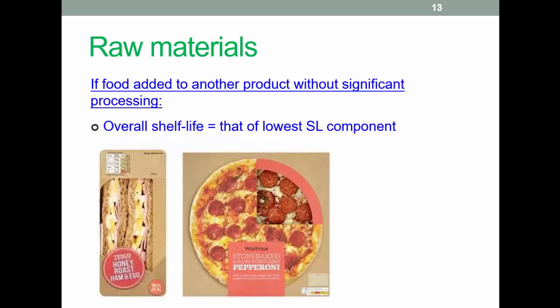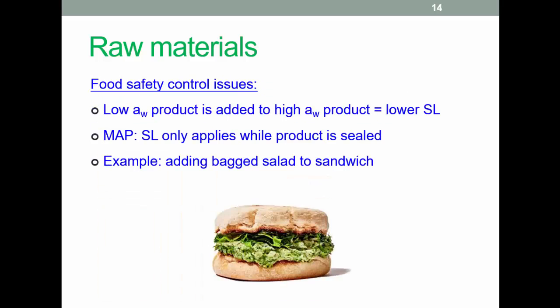Overall shelf life, as you might expect, is determined by the ingredient with the shortest shelf life. So here's a couple of examples, a sandwich and a pizza. What ingredients do you think are the most important here in shelf life terms? Obviously, I think the pizza needs cooking, so there are some issues there as well. Similarly, if a low water activity ingredient is included with a high water activity ingredient, it is the latter that determines the shelf life.